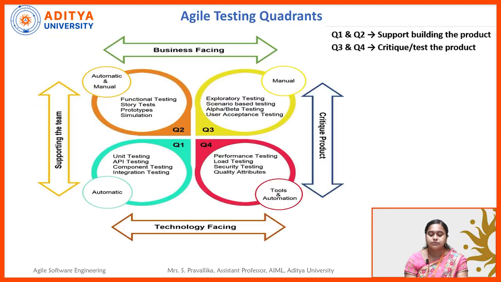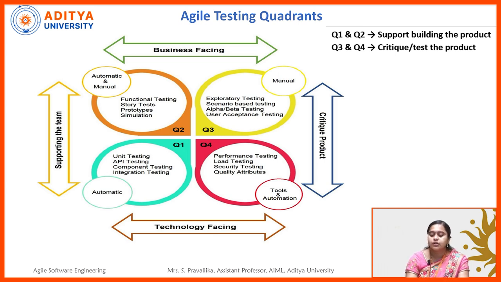So next one, we are going to discuss agile testing quadrants. We have 4 quadrants in agile testing: Q1, Q2, Q3 and Q4. Let us have some explanation about agile testing quadrants. Q1 is an automated one which supports the team. Q2, automated and manual, is a business facing one. Q3 is a manual one, critiquing the product. And Q4, for the tools and automation, is a technology facing one.